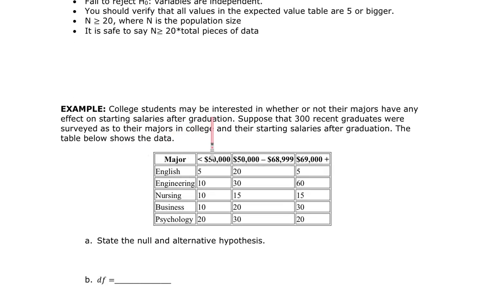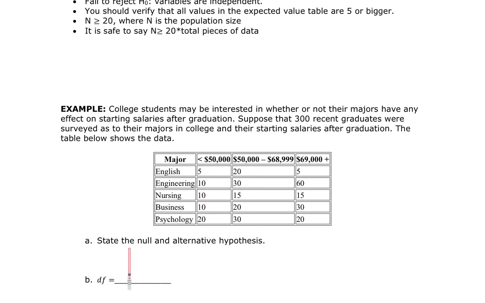So college students may be interested in whether or not their majors have any effect on their starting salaries after graduation. Suppose 300 recent graduates are surveyed about their majors in college and their starting salaries after graduation. The tables are shown below. Here's the major. 5 people after graduation made less than 50,000, 20 people were between 50 and 68,000, and 5 were more than 69,000. Engineering, nursing, business, and psychology. So we have 3 things going on here.